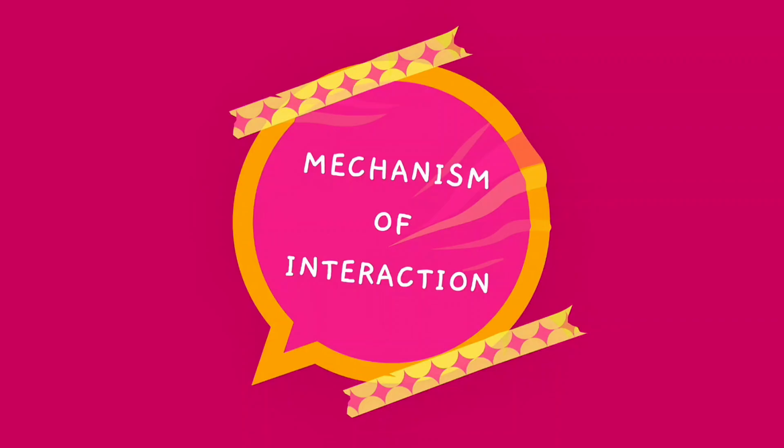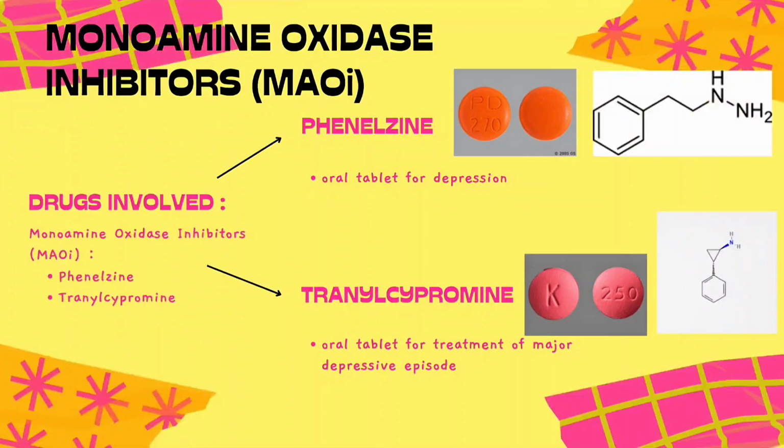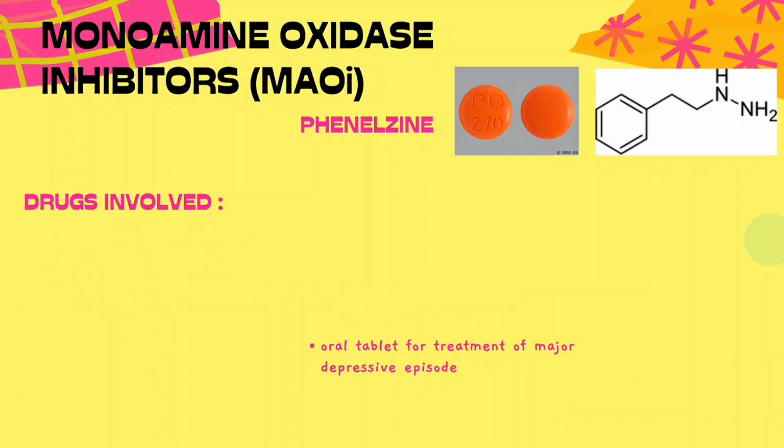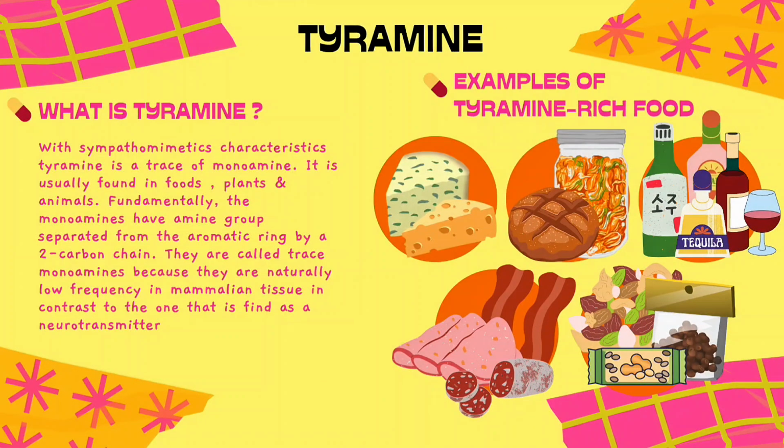So now we'll be looking at the mechanism of interaction. First of all, I'm going to introduce you guys to MAOI, monoamine oxidase inhibitor. It is a drug used for depression. What is tyramine? With sympathomimetic characteristics, tyramine is a trace monoamine. It is usually found in food, plants, and animals.